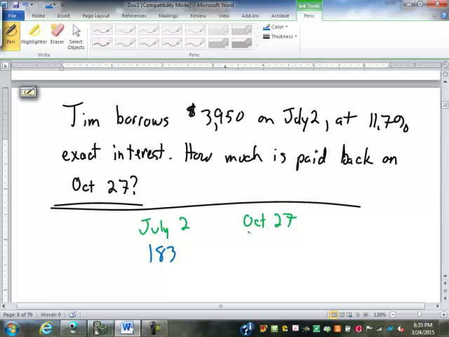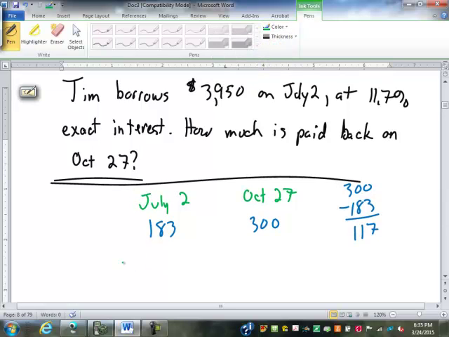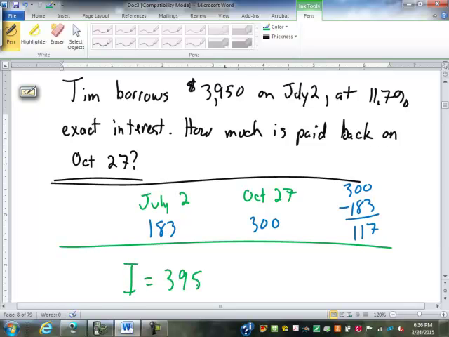October 27th, 300. So we subtract 300 minus 183 is 117 days. Then what? Perfect. So our principal is 3,950 times our rate 11.7 becomes 0.117. And then the days of 117 over 365 because it does say exact.